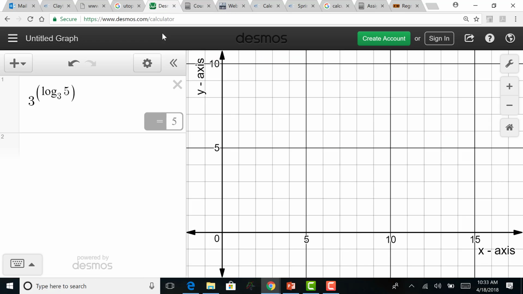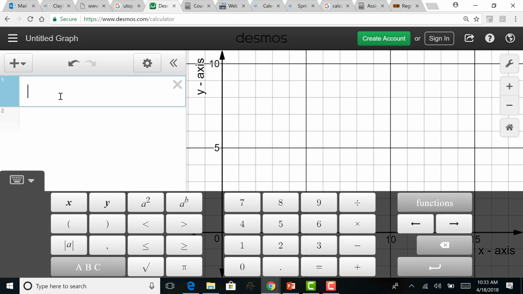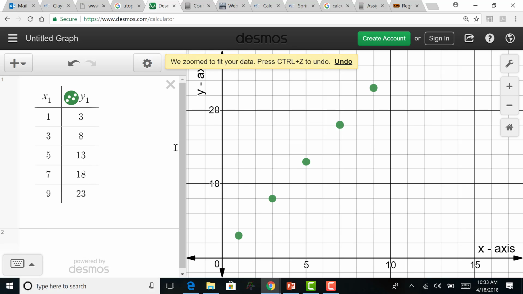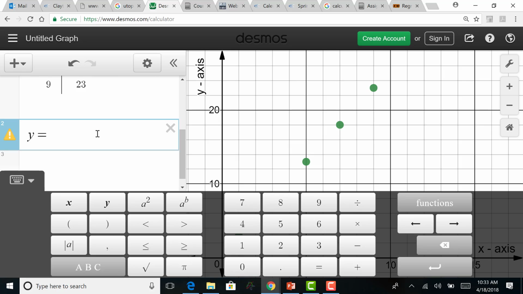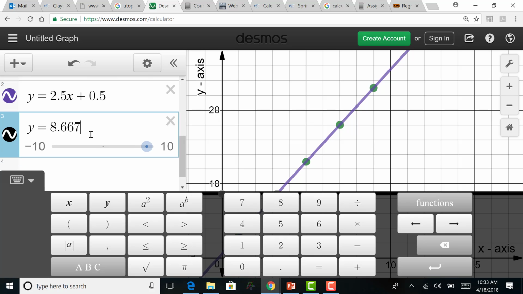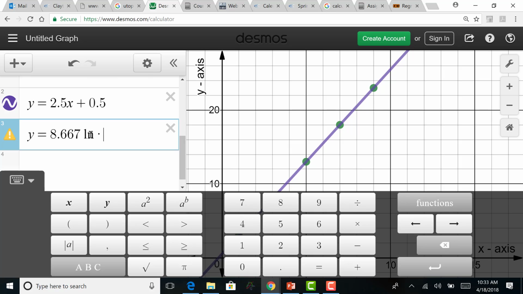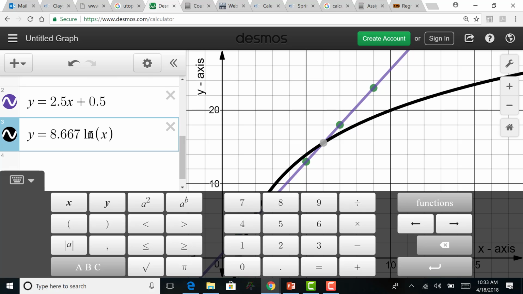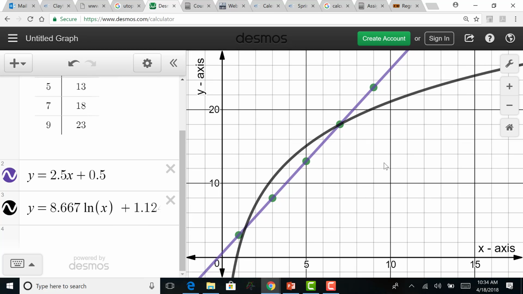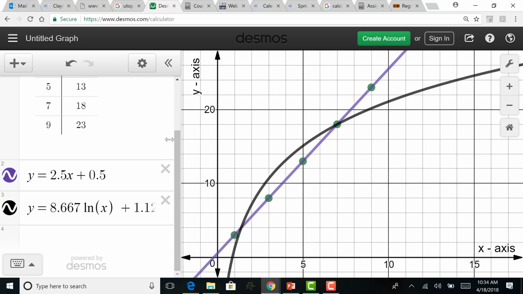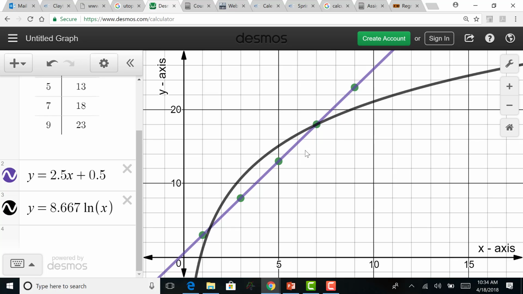If I go to Desmos and paste my data, Control V to paste my data. There's my data. Can I see all my points? Yep. Put your equation in here. What was the first equation we got? Y equals 2.5x plus 0.5. Then put your second equation in. Y equals 7.667 natural log of x plus 1.124. There are both of those equations. Which one is the best fit for this data, the purple or the black? Purple. So the best fit for this data happens to be the linear equation.